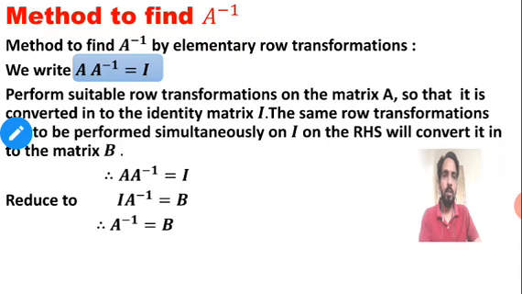And what was the procedure there? We want to convert this matrix A into the identity matrix. Perform suitable row transformations on matrix A so that it is converted into the identity matrix I. The same transformation we do on the right hand side also, because the equal sign is there. Whatever we do on the left hand side, we have to do on the right hand side, so that the identity matrix will convert into a new matrix B.